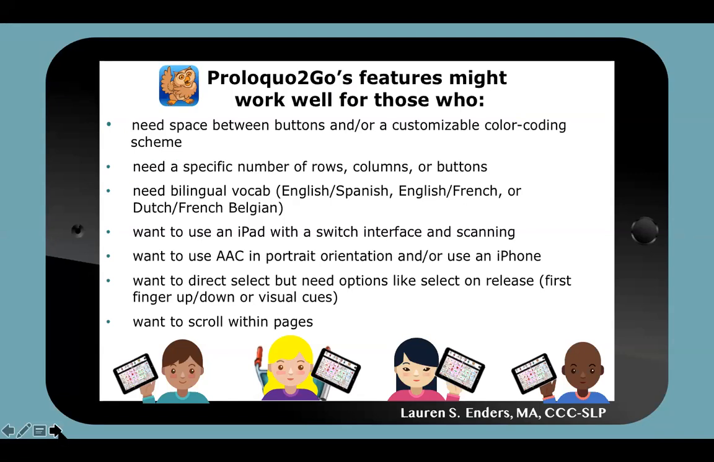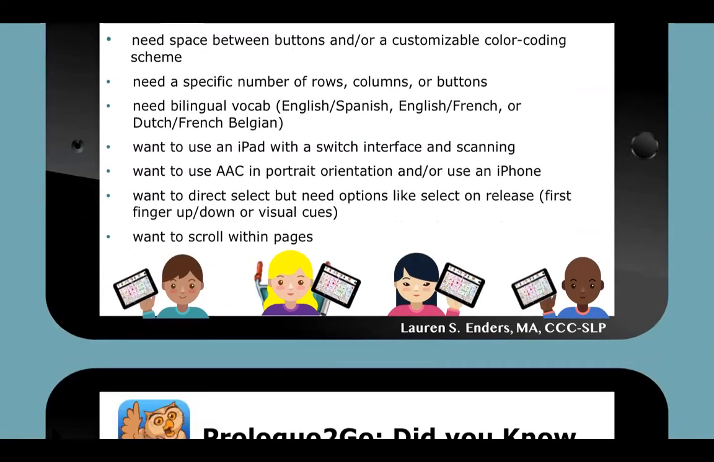Not every app allows you to hold the device, whether it's an iPad or an iPhone, in that up and down mode. And every once in a while, we have somebody that really prefers that up and down orientation, that wants to do direct selection, but it needs some supports. And wants to scroll within pages. So you can actually have more buttons than show on the screen and then scroll rather than having to hit an arrow button that takes you between pages.